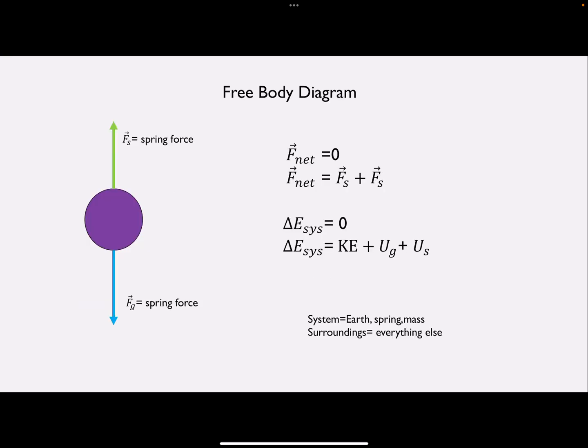Here's a free body diagram. We have an upward force, which is the spring force, and then we have a force going downward, and that's force gravity. And the F net is just zero. That cancels out because it's a constant net force of zero. Within that, we have spring force and force gravity. And then the change in energy of the system is zero. But within the change in energy, as I said before, we have kinetic, gravitational potential, and spring potential. The system is the Earth, the spring, and the mass, and the surroundings is everything else.